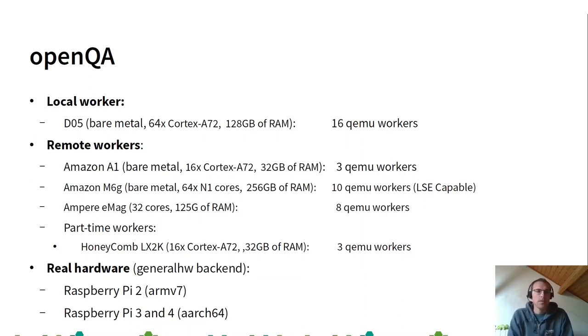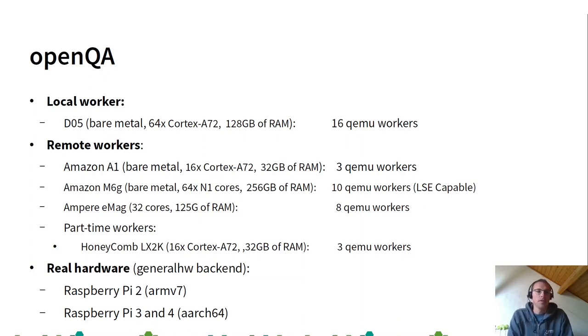We also have an Ampere eMAG machine, which adds 8 QEMU workers. And we have part-time workers. This is a Honeycomb LX2K machine, which is just next to me. This is mainly used to build packages, but sometimes when there is some bandwidth, I start it as a QEMU worker for openQA. And I can enable up to three QEMU workers.